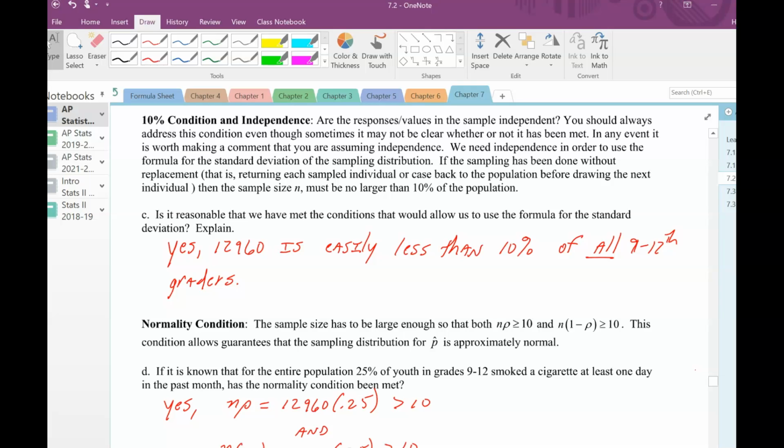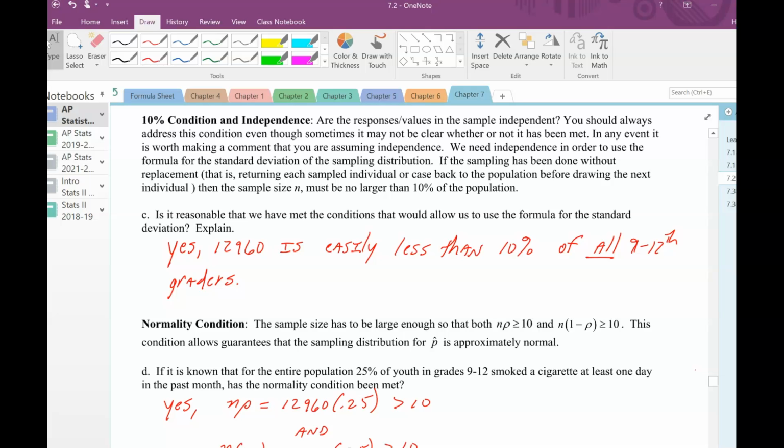So this is referring to having an unbiased estimator. Yes, 12,960 is easily less than 10% of all 9th through 12th graders. So we can assume that the mean of the sampling distribution of p-hat is the same as the population proportion.